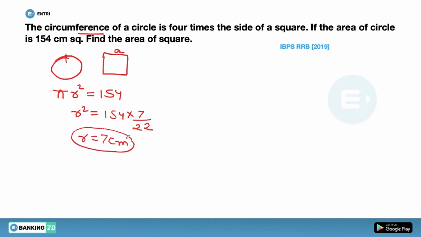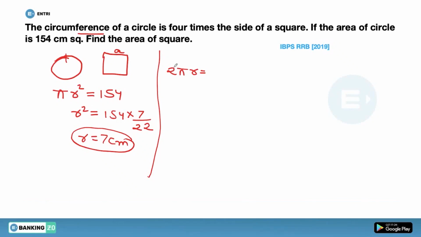So the first condition is that I have to find the r here. After calculating the r, now what do I have to do? Now the thing that I have to do is use the other condition. See, I was told that the circumference of the circle is 4 times the side of the square. So what is the circumference of the circle? The circumference of the circle is 2 pi r, and we were told that it is equal to 4 times the side of the square.